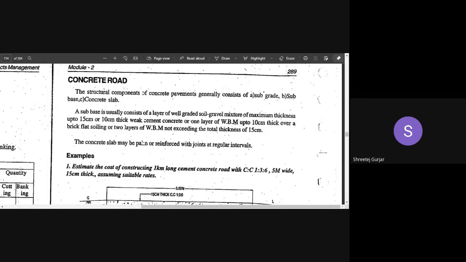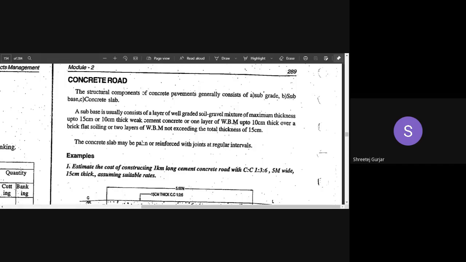So how many types of roads do you have? You are learning in your pavement design, right? Depending upon their rigidity or their strength, how can you classify your roads? Basically two types. Can you name the two types of roads? Flexible and rigid. Yes, correct. So we have flexible pavement, and we have rigid.